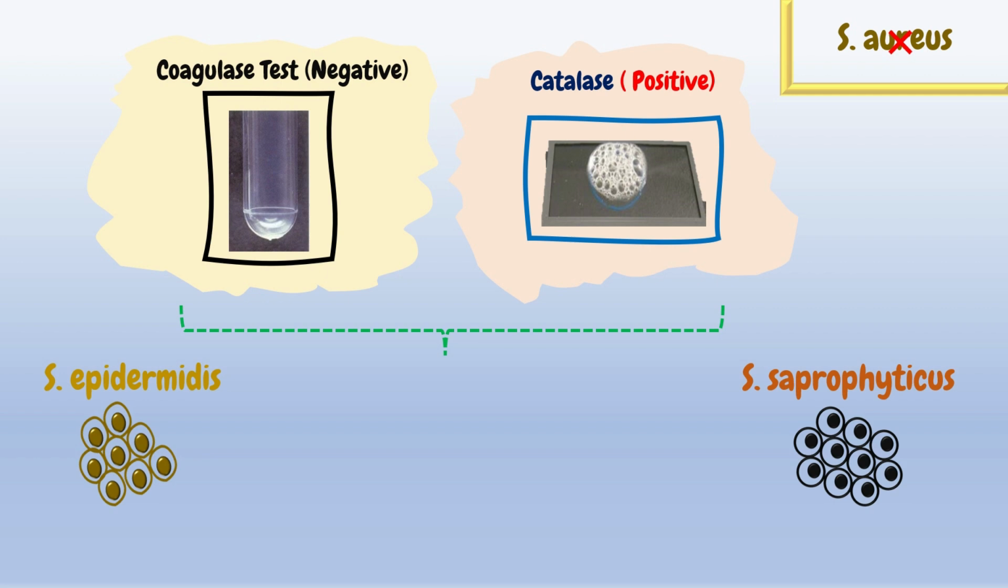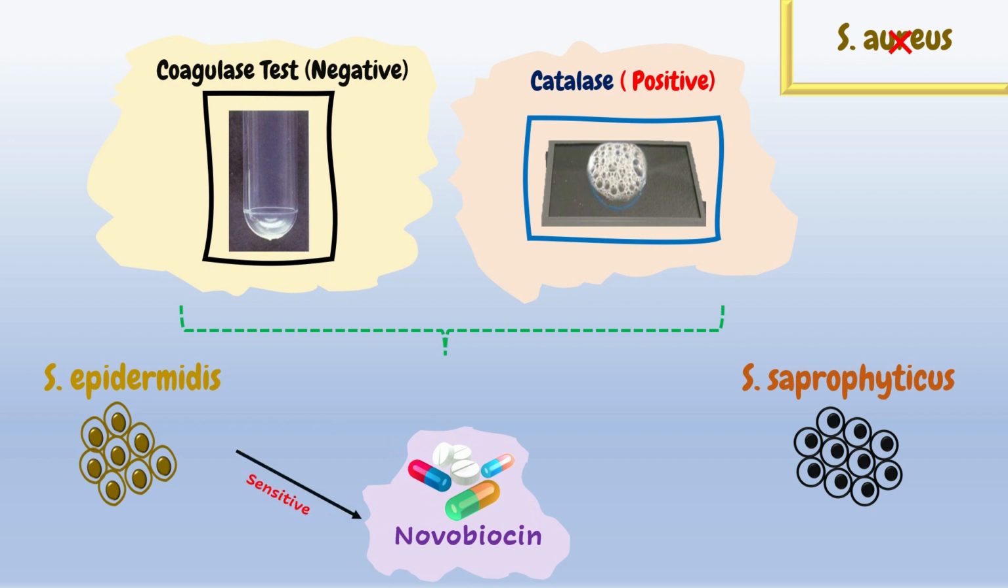Now, how will you be able to differentiate them? The two coagulase negative Staphylococci are distinguished by their reaction to the antibiotic called novobiocin, because Staphylococcus epidermidis is sensitive to novobiocin, whereas Staphylococcus saprophyticus is resistant to novobiocin.